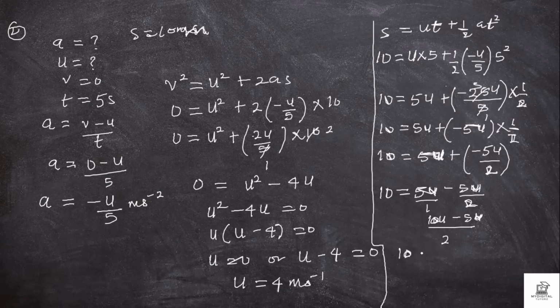So this will be 10 is equal to 10U minus 5U, which gives us 5U all over 2. So when I cross multiply, I have 5U will be equal to 2 times 10, which gives us 20. So for us to get U, divide both sides by 5. 5 cancels 5. This implies U is equal to 20 divided by 5, which gives us 4 meter per second, just like the first one.